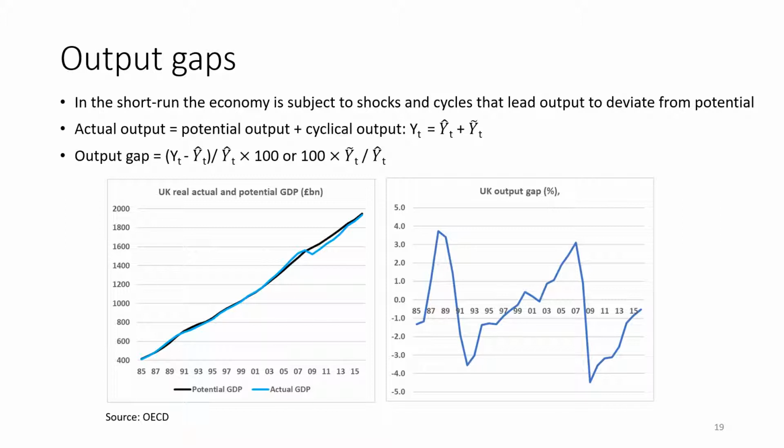Using data published by the OECD, we can plot actual gross domestic product in the UK against an estimate of potential gross domestic product. The output gap in the right-hand side chart therefore shows cyclical movements in the UK economy over the last 3 decades.